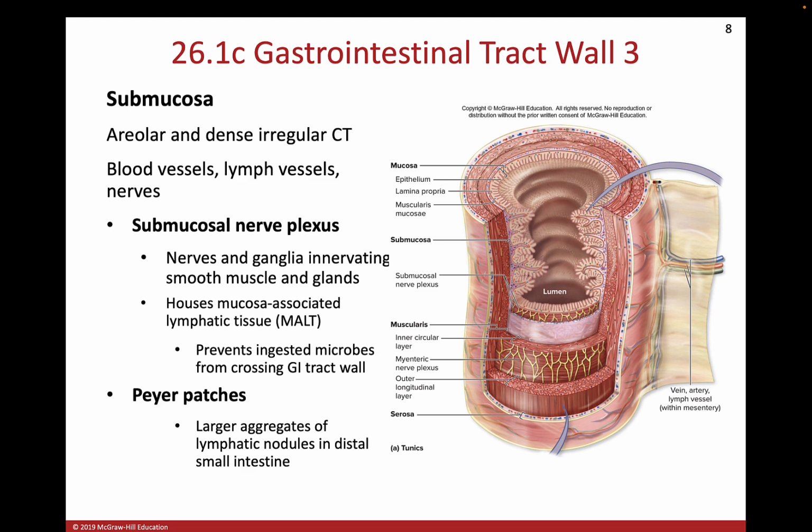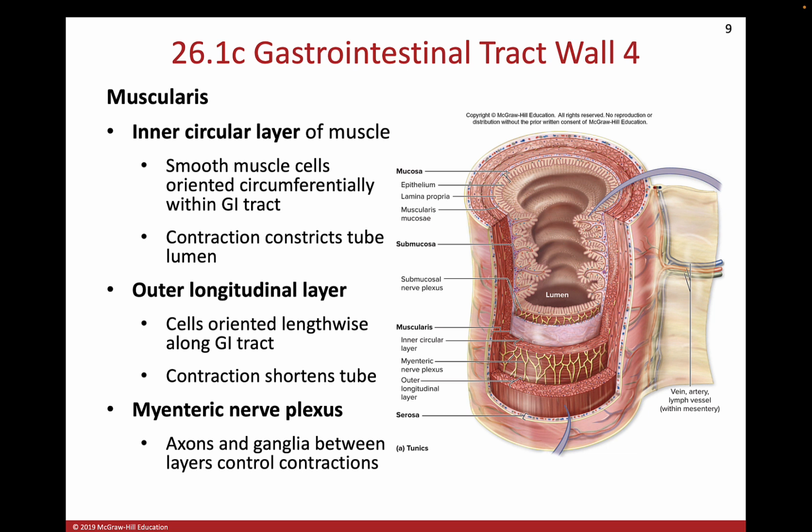So once again, typically, whenever there's a gateway or opening to the body, we can always expect some type of immune function. Something we might see a little bit later are Peyer's patches, and those are aggregates of lymphatic nodules that we find in the ileum of the small intestine.